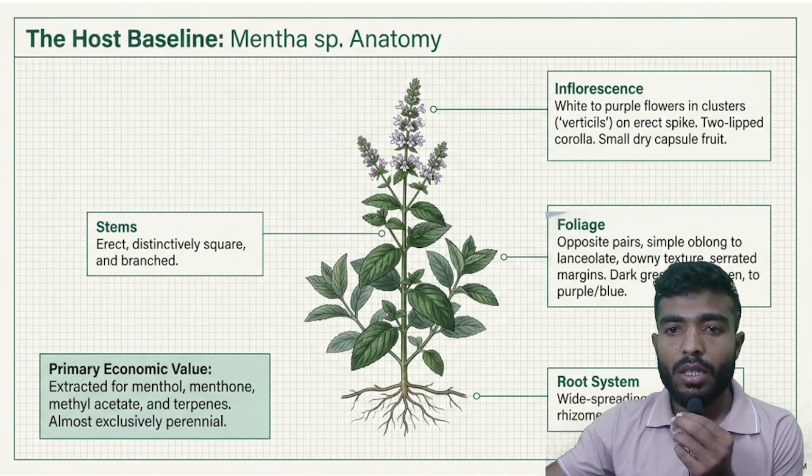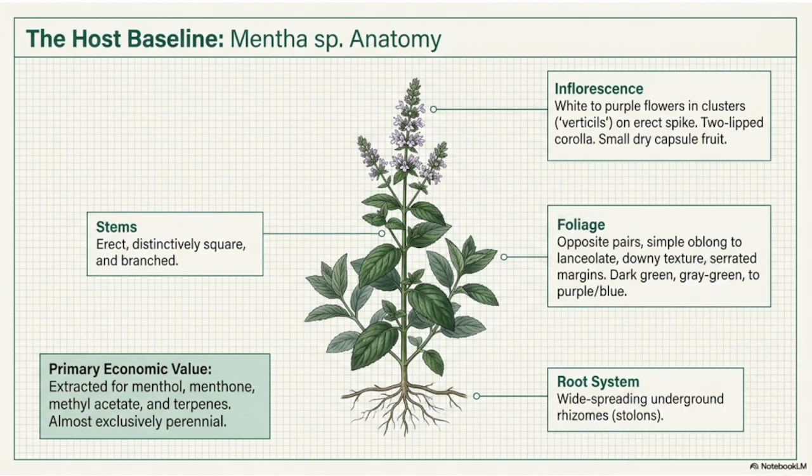The botanical name of mint is Mentha species. So now here we will discuss the above part that is called the inflorescence. The floral part of mint is called the inflorescence. So now here the inflorescence has white to purple flowers in clusters, that is the verticillaster on erect spikes, a two-lipped corolla, and small dry capsule fruits are set on this inflorescence.